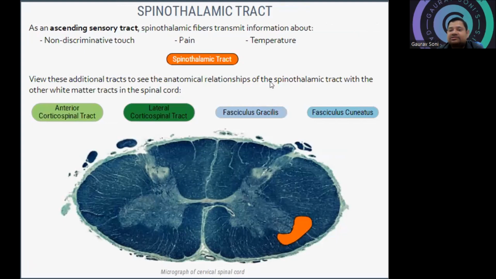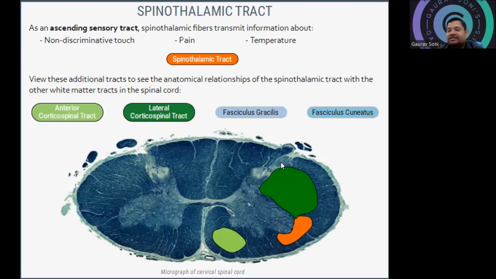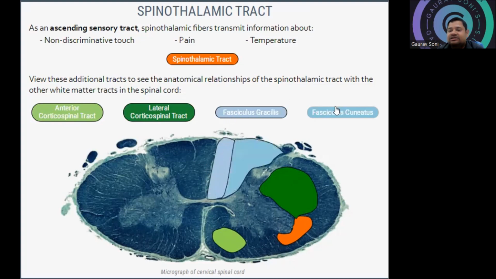With these additional tracts, you see the anatomical relationship of the spinothalamic tract with the other white matter tracts in the spinal cord. So you can see this is the spinothalamic tract, the orange color. Anterior corticospinal tract, corticospinal meaning it is coming from the cortex. You can see they are present in the same periphery. Then the lateral corticospinal tract, they are very near to each other. Then the fasciculus gracilis in the middle, posterior side, and fasciculus cuneatus again. So this is how you can understand the relationship between the spinothalamic tracts and the other tracts moving in this particular part of the spinal cord.